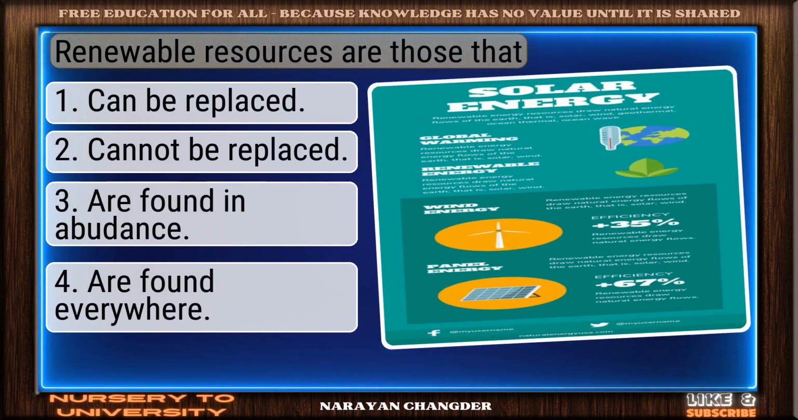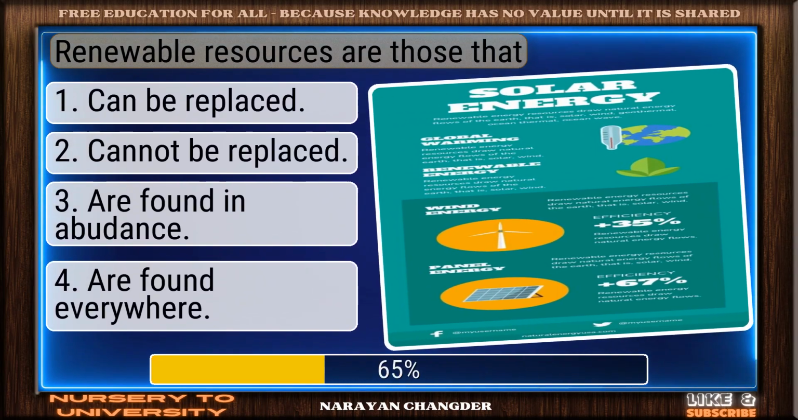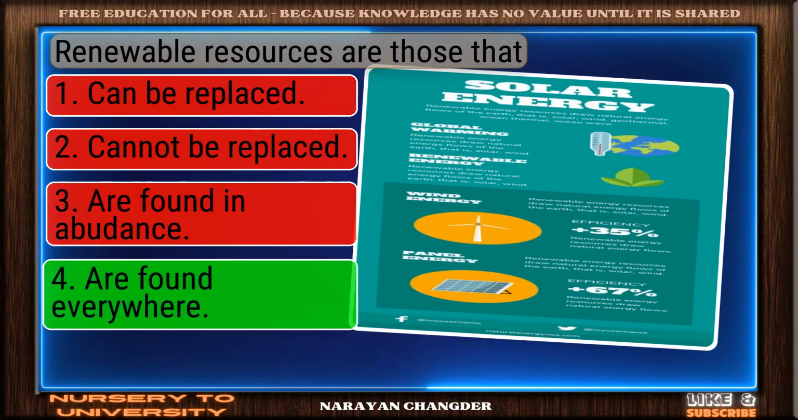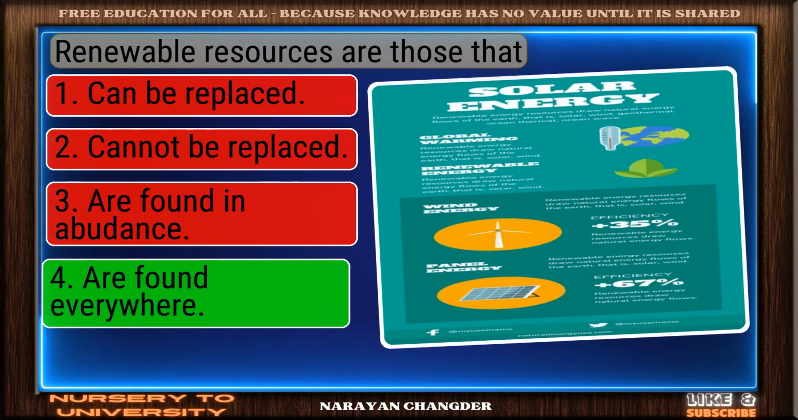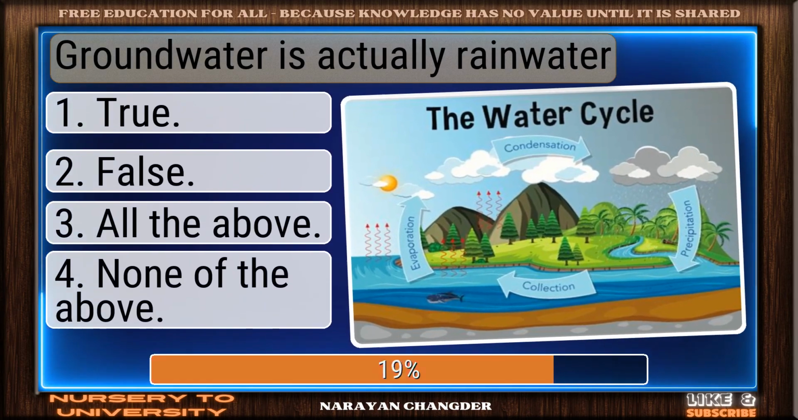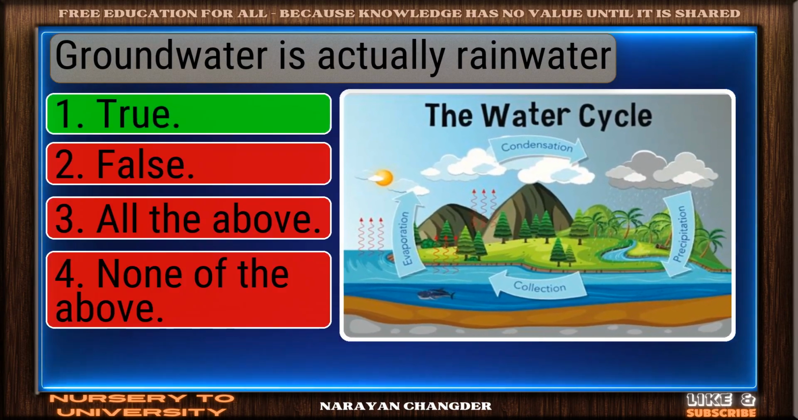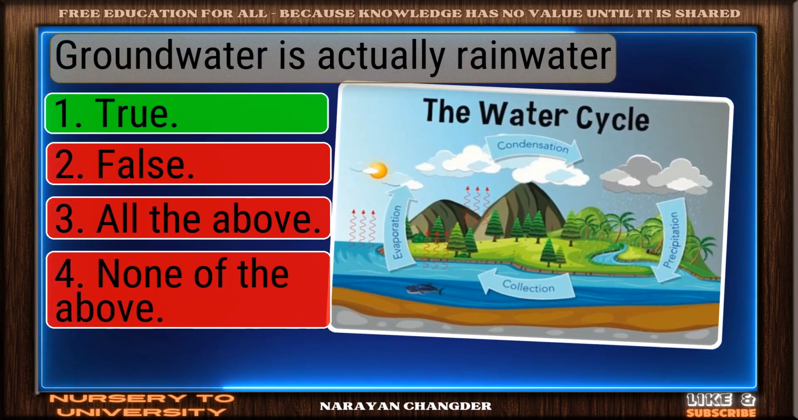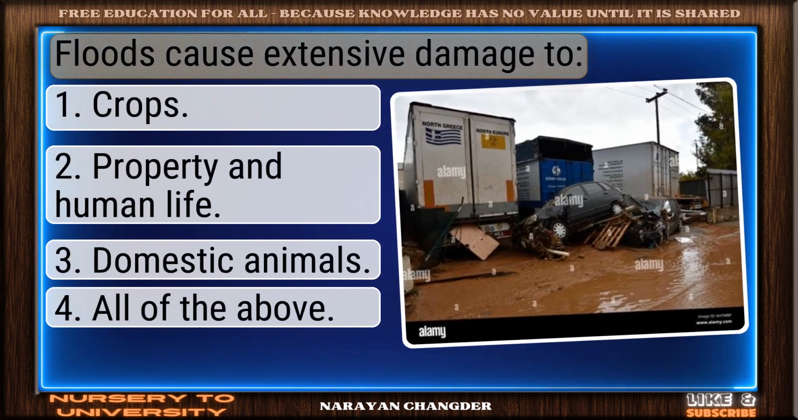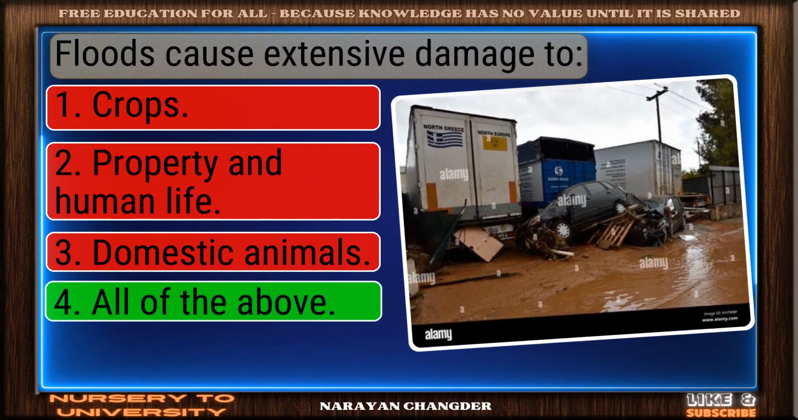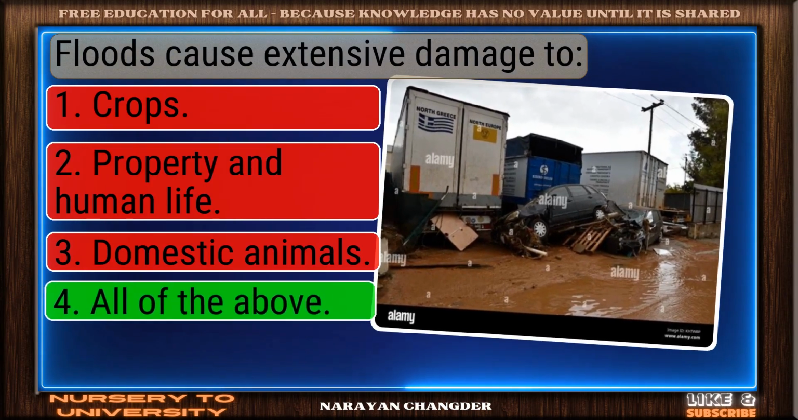Renewable resources are those that are found everywhere. Exactly, that makes sense, and it is the right choice. Groundwater is actually rainwater. Nicely done. True is a solid answer. Floods cause extensive damage to. Valid point. All of the above is true.